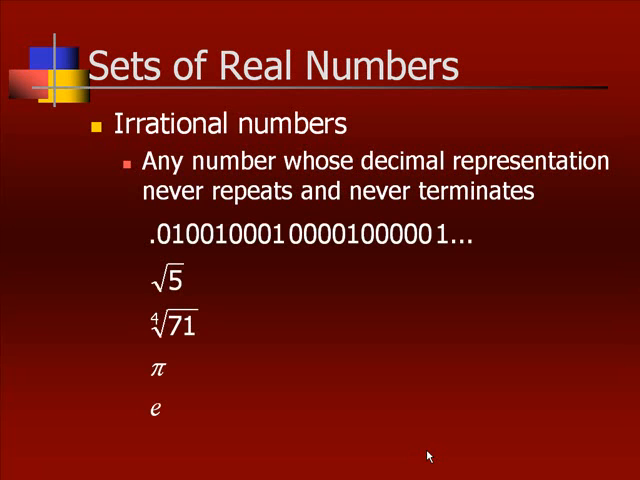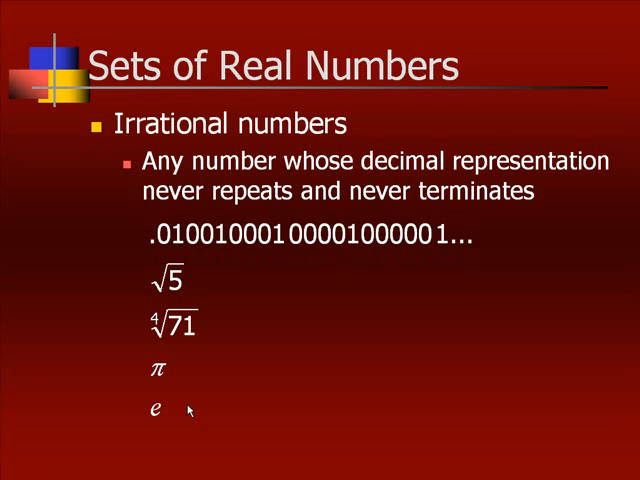Another type would be what I call the ugly square roots. Square root of 5, that means what number times itself would give us 5? Well, 2 squared is 4, 3 squared is 9, so the square root of 5 would be somewhere between 2 and 3. The fourth root of 71, can you think of a number that times itself 4 times would give you 71? Probably not right offhand.